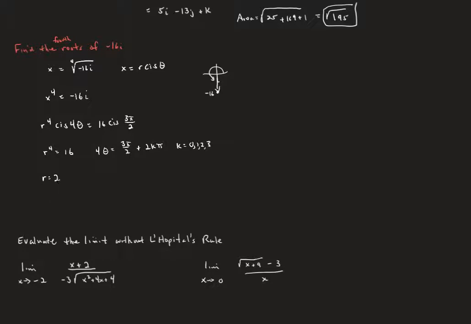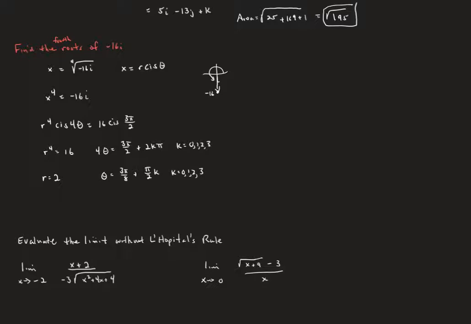So r is going to be 2, taking the fourth root of both sides. Theta, when we divide by 4, is going to be 3 pi over 8 plus 2 fourths, so that's pi over 2 times k, and again, k is going to go from 0, 1, 2, 3. Does that sound right? I think so.